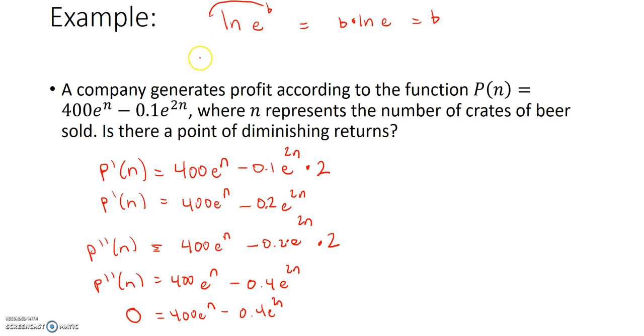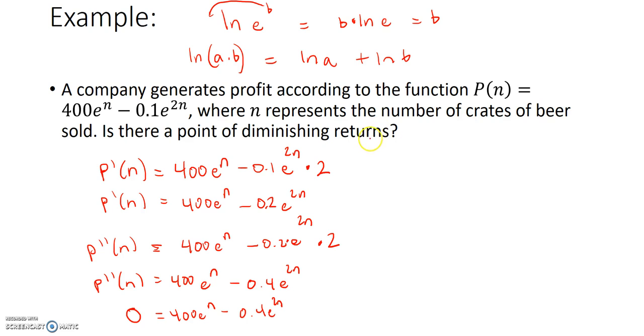The other property that we want to use is that the natural log of a product, a times b, is equal to the natural log of a plus the natural log of b. And we can prove that. We won't do that here. So we need to use those two properties here in order to isolate n.